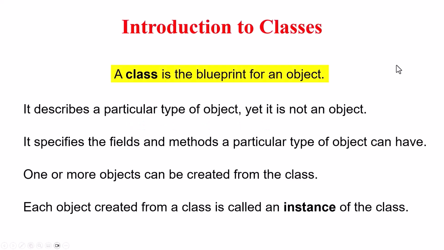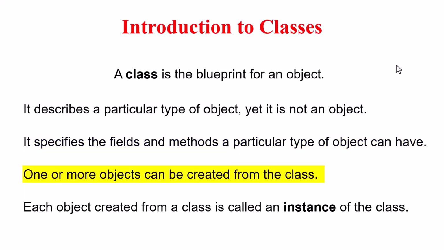We're now going to jump into object-oriented programming to some degree, at least classes. Labels, text boxes, and so on all come from classes. So let's take a look at this now. This will be our introduction to classes we're going to be looking at today. And a class is really a blueprint for an object. It describes a particular type of object, yet it's not an object. It specifies the fields and methods a particular type of object can have.